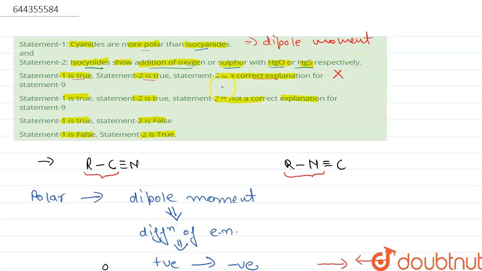Now we will move to the option second. In option second, we have that statement first is true, statement second is true, and second is not a correct explanation for statement first. So this is right. So this will be our answer. So here the correct answer will be option second. So this is our answer.